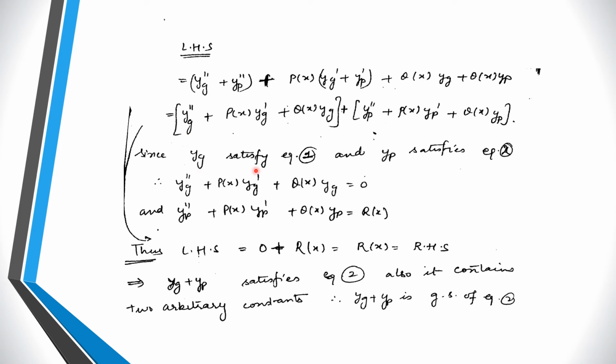Now since yg is the solution of equation 1, it satisfies equation 1, so that means yg double prime plus p(x) yg prime plus q(x) yg is 0. Similarly, yp is the particular solution of equation 2, meaning yp double prime plus p(x) yp prime plus q(x) yp is r(x). So when you substitute this to be 0 and this to be r(x), your left hand side is equal to right hand side. So it means yg plus yp satisfies equation 2 and also contains two arbitrary constants. Therefore this is a general solution of equation number 2.